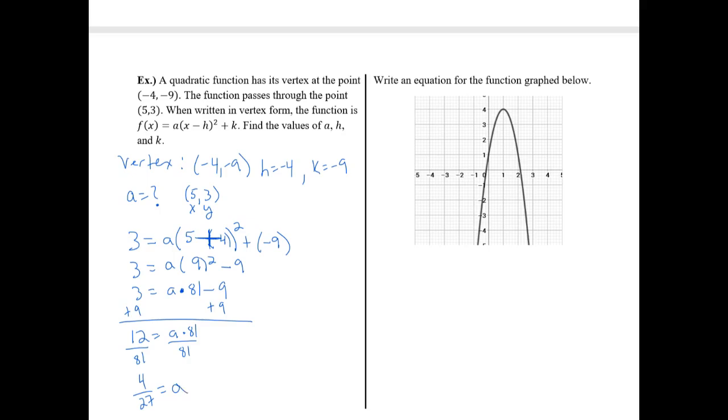So if we wanted to write that in the function form, we could fill in our a, h, and k. We leave the rest of the variables alone. So a is 4/27. H was -4, but remember we're subtracting -4, so it becomes +4, and then -9. So that's the function, but we were only asked to find a, h, and k, which we have. Go ahead and try the example on the right. It's the same idea though. To be able to write that equation, we had to find h, k, and a. You know the vertex, and you know a nice point on the graph. Do the same thing.